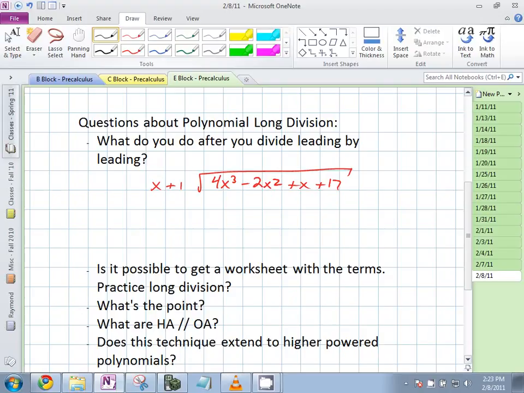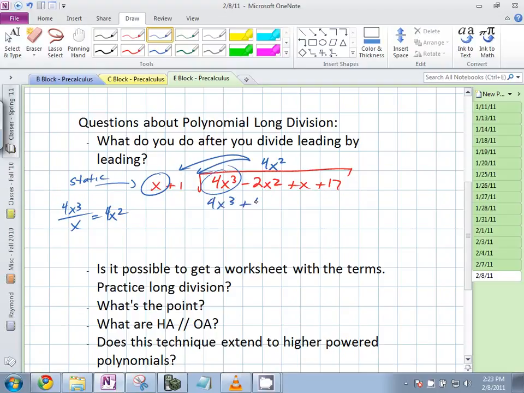Thank you. What are the two leading terms? X plus 1 and... X. Leading over leading. This one always stays the same. It's always static. But now we have 4x cubed over x. So what's that equal? 4x squared. So you put that over, and now you multiply it by this term, just like in regular long division. And you end up with 4x cubed plus 4x squared.